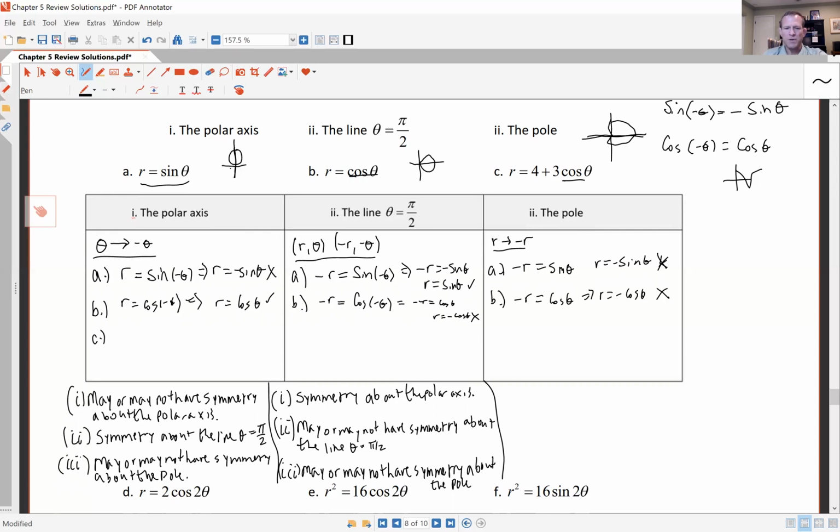All right, so we replace theta with negative theta. And because the negative comes out of the cosine theta or disappears, we see that the function is still the same as what we started with. So we say that 4 plus 3 cosine theta has symmetry about the polar axis.